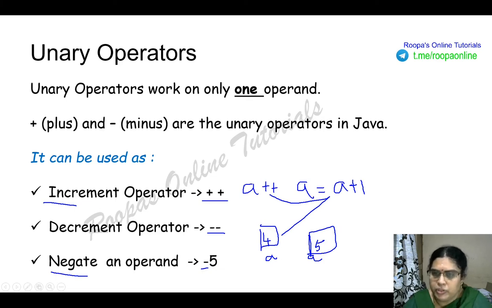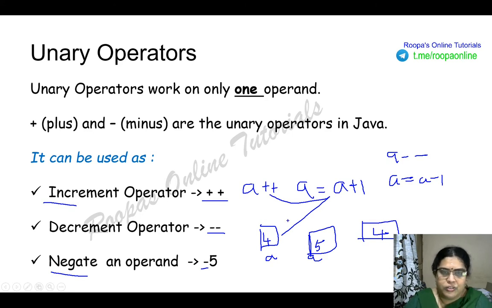And if I put a minus minus, what does that mean? A is equal to a minus 1. That means here it is 5. Let me take this one only. It has subtracted 1, so it is going to become 4. Yes, so this is a shorthand notation.